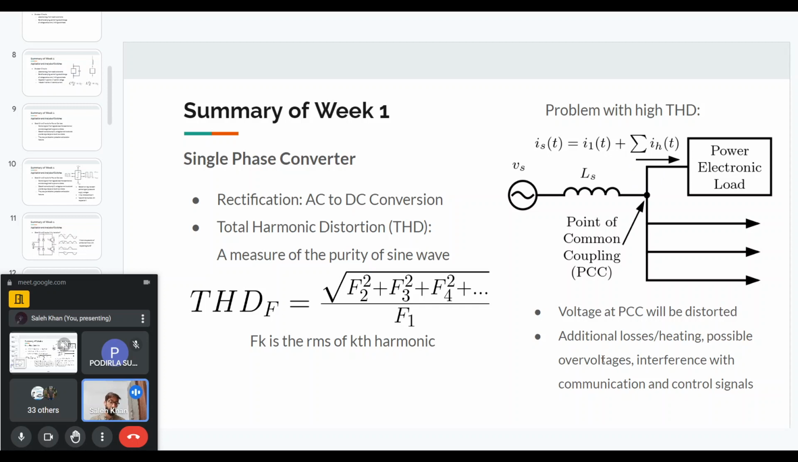There can also be overvoltages due to some resonant effects due to the harmonics. And there will be interference. If the harmonics are at high switching frequencies, then there will be interference with communication and control signals. So that is why we want to have low THD in our currents and voltages.